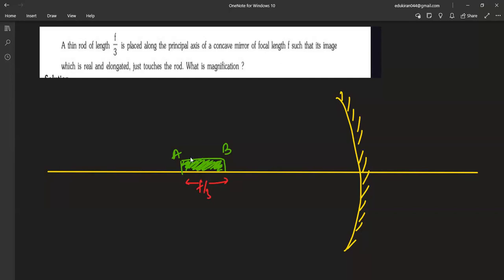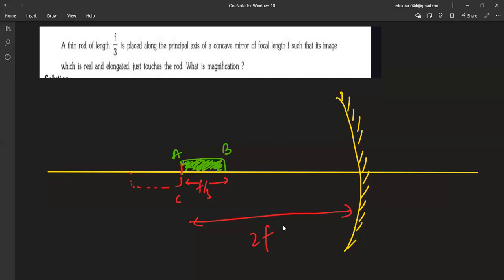One edge is this f by 3. The image is formed real and elongated, and if it is saying that it just touches the rod, it means the image must be somewhere here, right? So if this is coinciding, the object must be between the center of curvature and the focus. This must be the center of curvature, and if this is the center of curvature, this becomes twice the focus. That's what we have studied. We have done this derivation also.